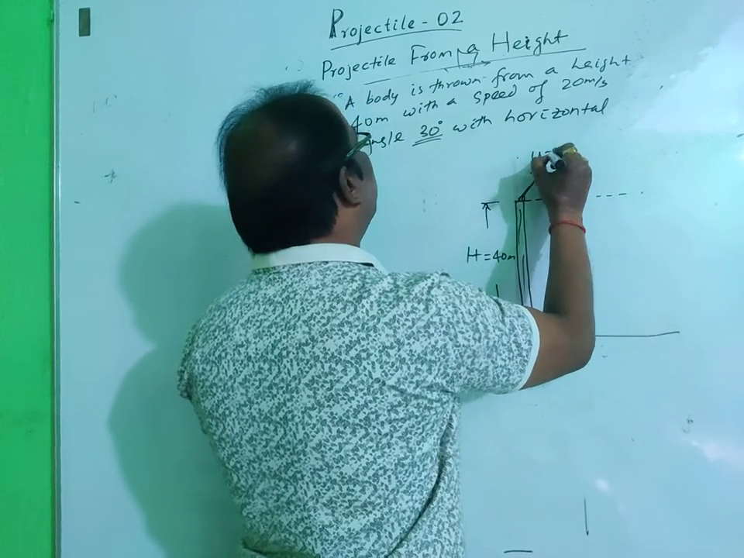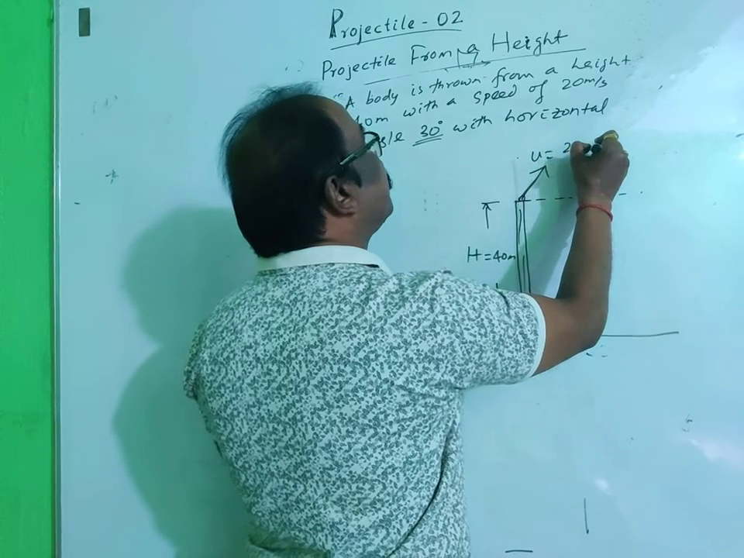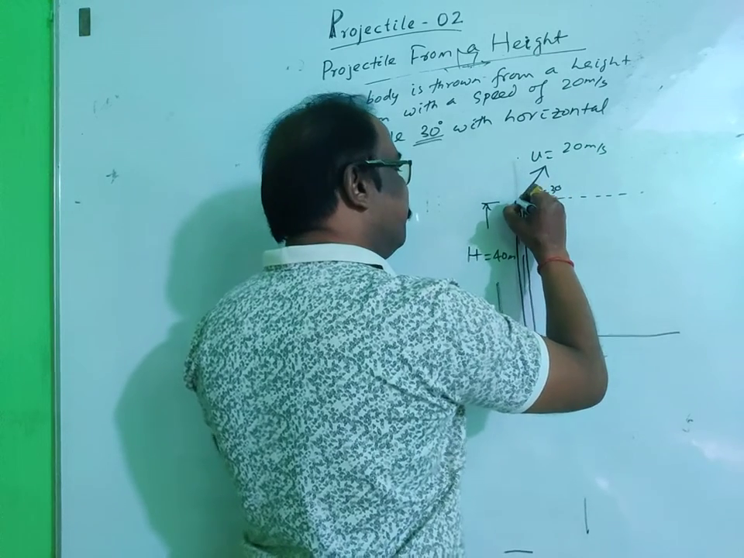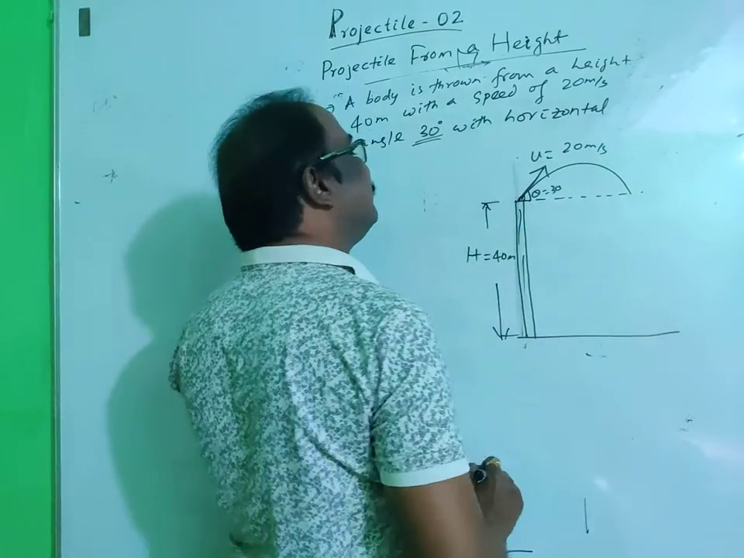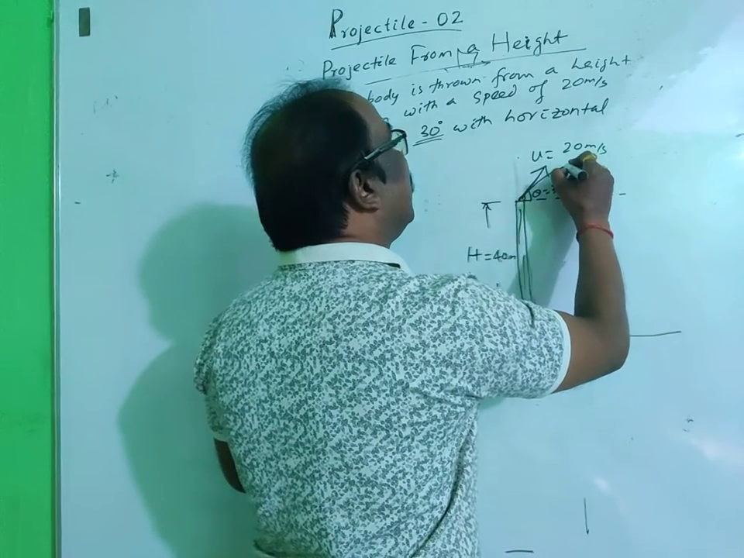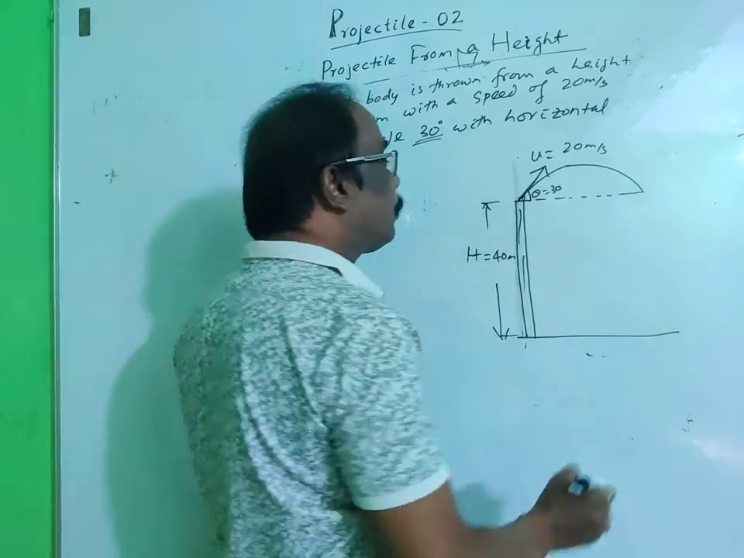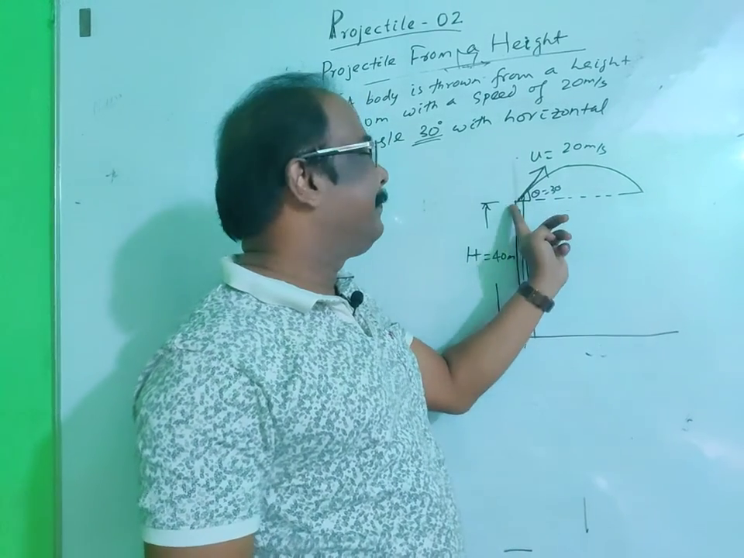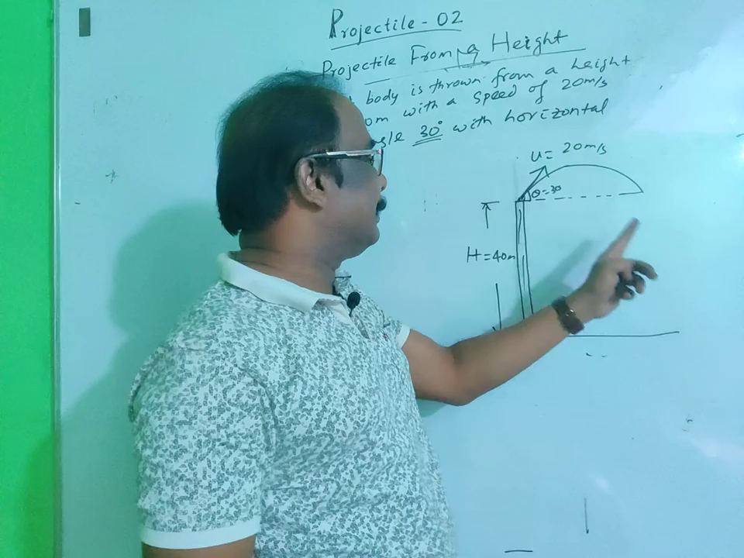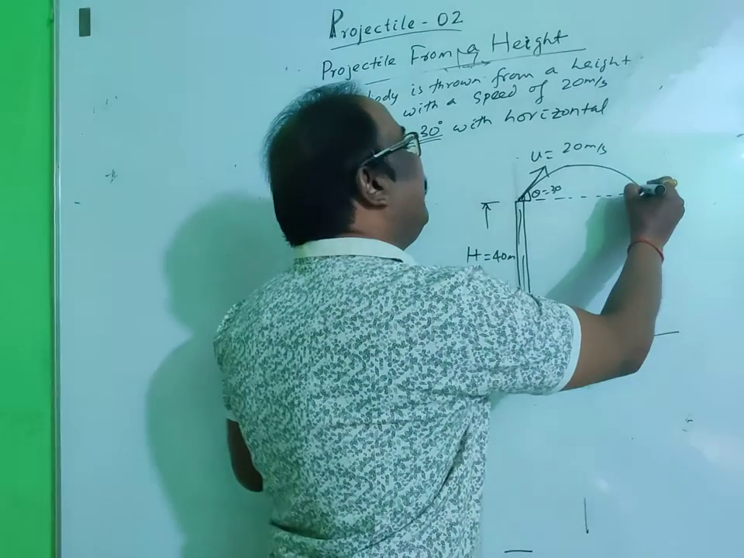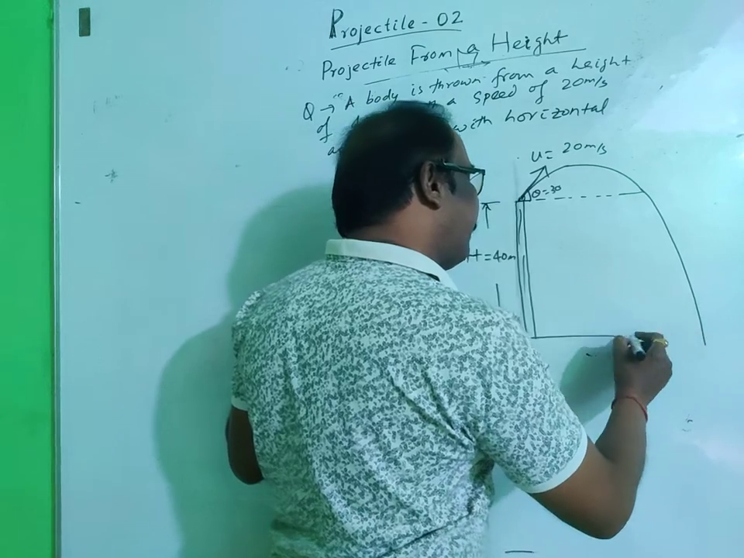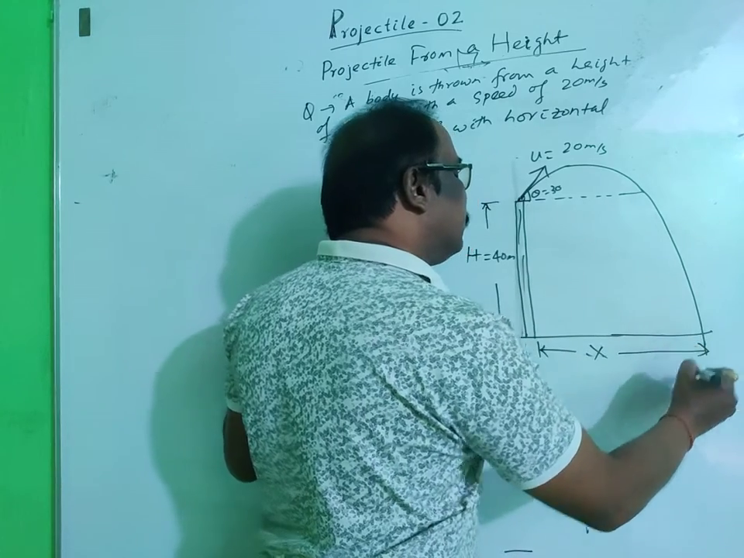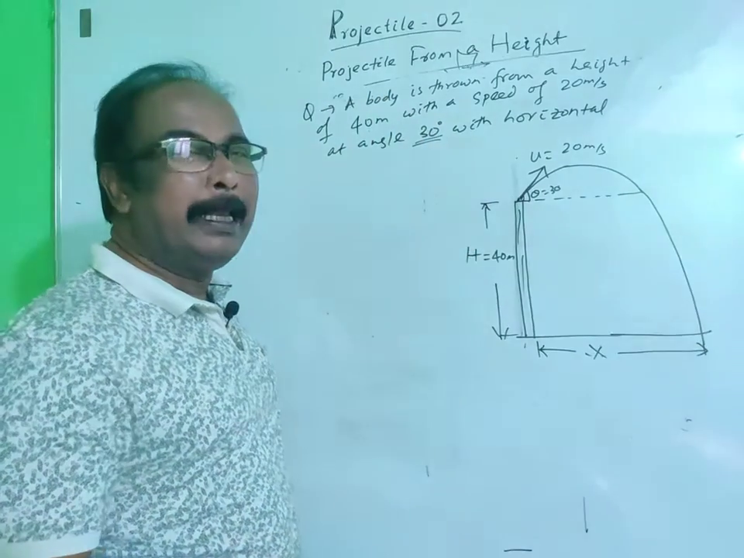Let the velocity of projection be u. U is 20 meter per second and theta is 30 degree. The body moves in a parabolic path like this. If the body were thrown from the ground itself, it would strike the ground moving in a parabolic path. But here it is projected from a height, so the body will go on moving and finally strike the ground at this point. So this is the horizontal distance covered on the ground. We may also say this is the range on the ground.